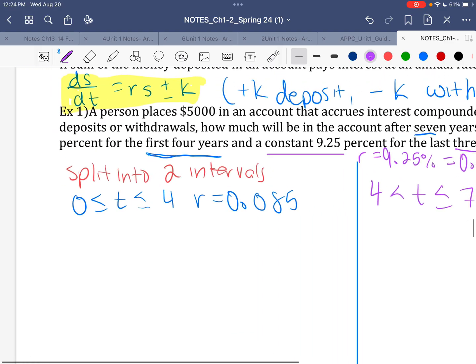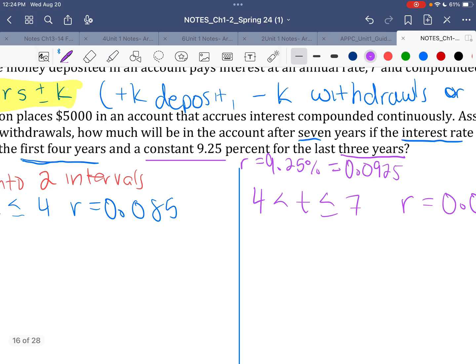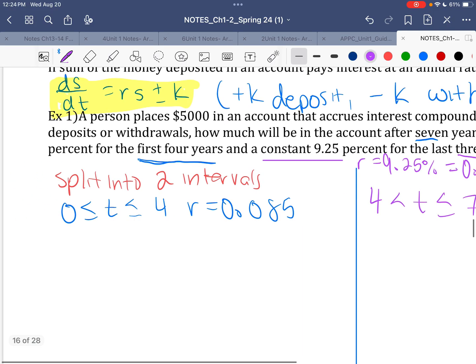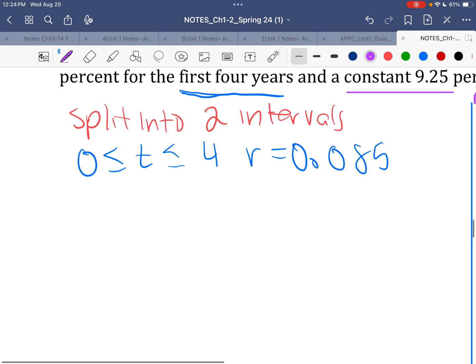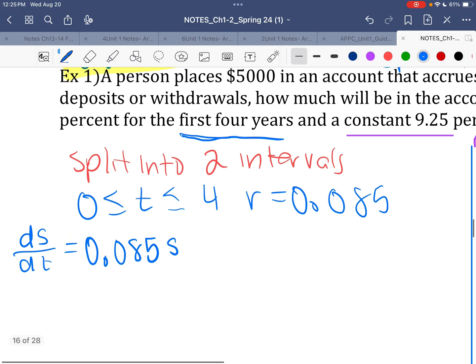All right, so now let's substitute. First, we have to start, because the money in the account is starting at time 0, and we have to figure out how much money is going to be in the account after 4 years, to then figure out how much initial money is in the account when the interest rate changes at 4 years. So substituting into our differential equation, dS/dt is equal to RS, so 0.085S. Notice I have no plus K because it said no withdrawals or deposits, so K is equal to 0.